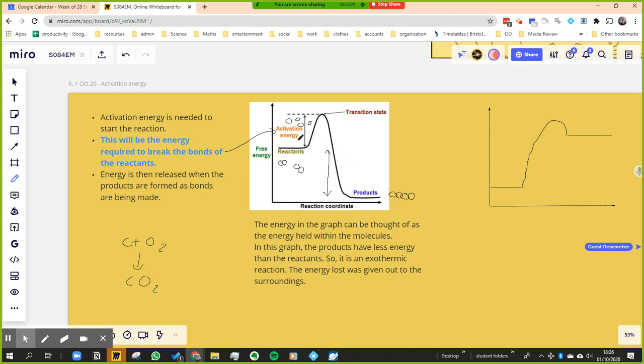Okay, so what does this energy actually mean? Basically, it's the amount of energy that's inside of it. So it has some, and then it has a little bit more because I've given it some, and then it loses loads as it turns into products. So that's one exothermic reaction.